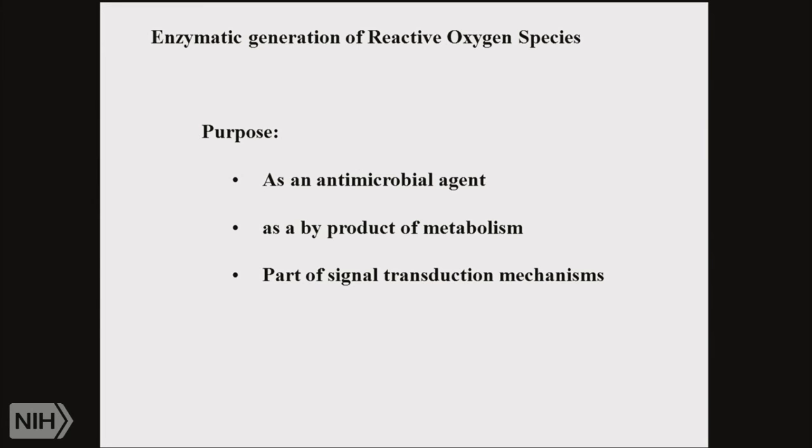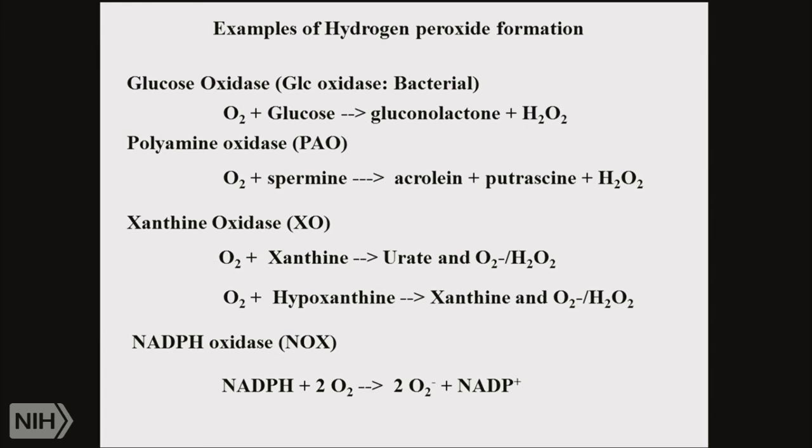But the other critical thing that ROS has become, and probably as important as anything, is that ROS is important in signal transduction mechanisms. So where do they come from? Where does hydrogen peroxide come from? Well, you can go in the catalog, and I want to generate hydrogen peroxide for my cells, right? Glucose oxidase is great because you directly produce hydrogen peroxide. You don't have the intermediacy of superoxide.